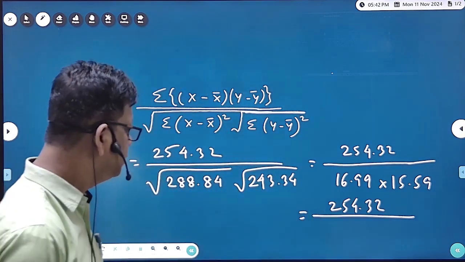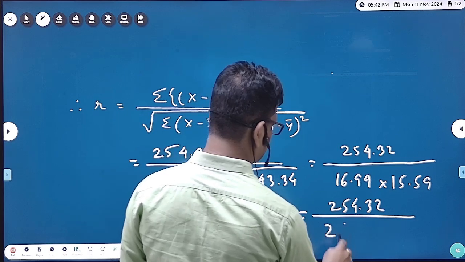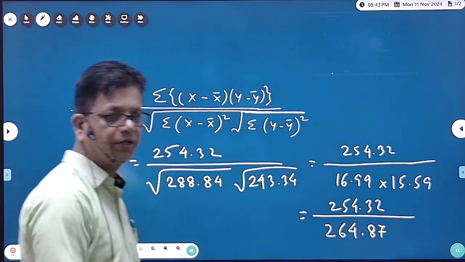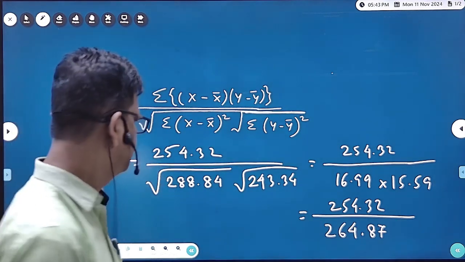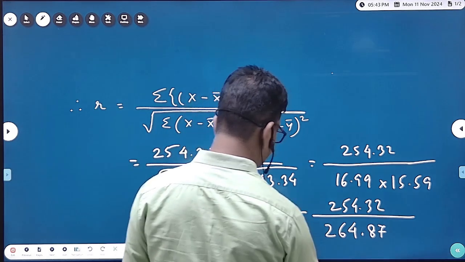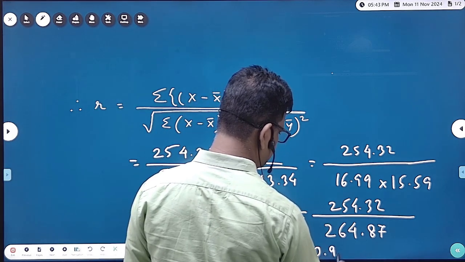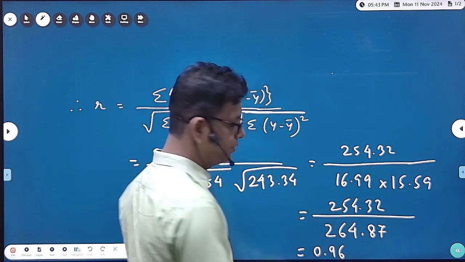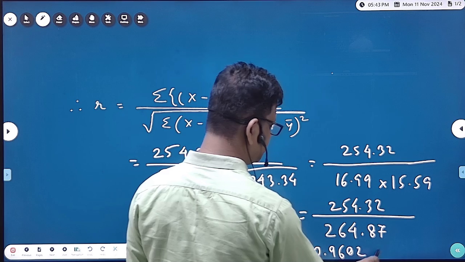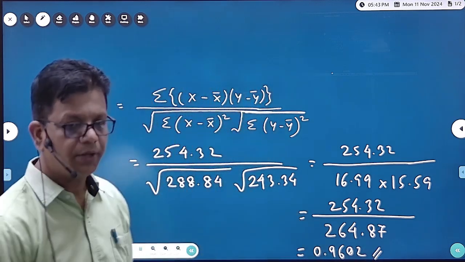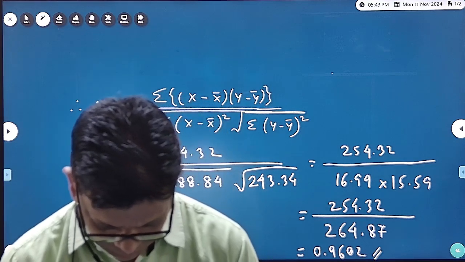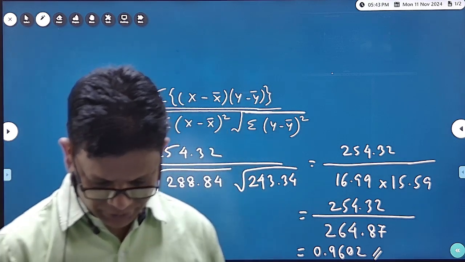60, 264.87. Then you need to divide. 0.96, 9602. We can stop at this and so on, I think. Okay, so this is the coefficient of correlation.